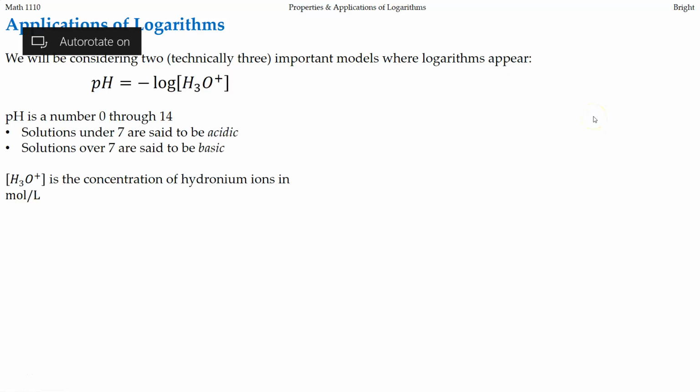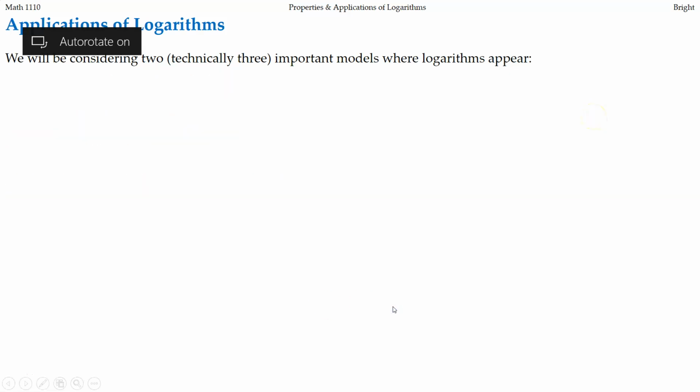In the final video on properties of logarithms, we will be considering two and really three. I mean, they are separate contexts, but the formulas are essentially the same. Applications of logarithms. And now, when I say applications, you immediately think word problems. And so, yes, they are going to be word problems, but they're not going to be too bad. So just relax. They'll be fine.